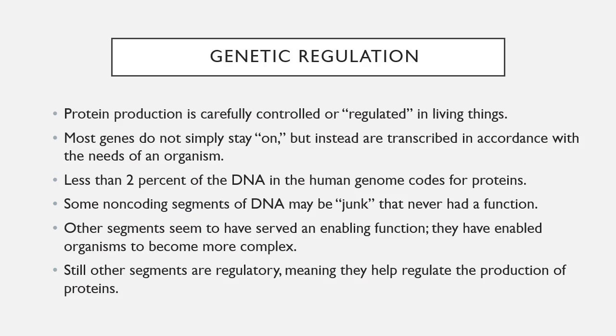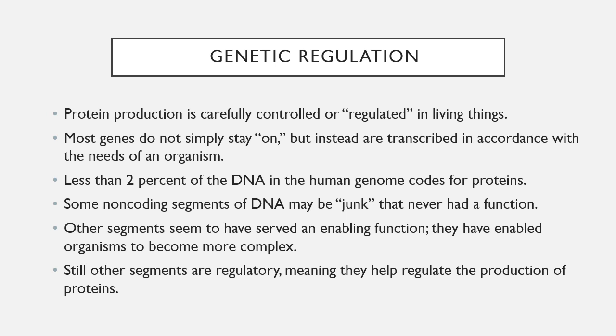We've talked about how DNA gets read and how proteins get made, but it's important to know that protein production is carefully controlled, or regulated, in living things. And what this means is that proteins are not constantly being made in your body. DNA is transcribed, and proteins are made in accordance with the needs of an organism. Less than 2% of the DNA in the human genome actually codes for proteins. There's a lot of other DNA that serves other purposes.